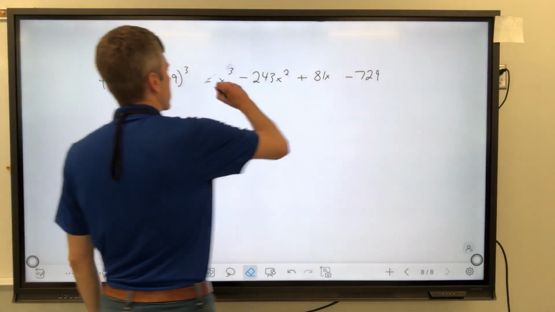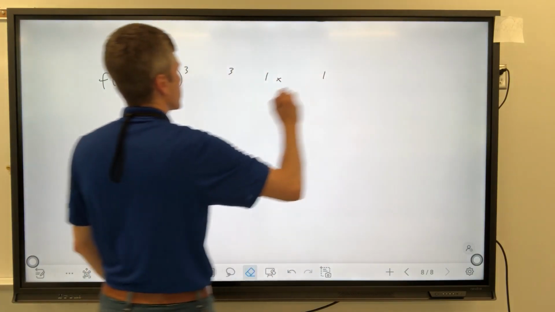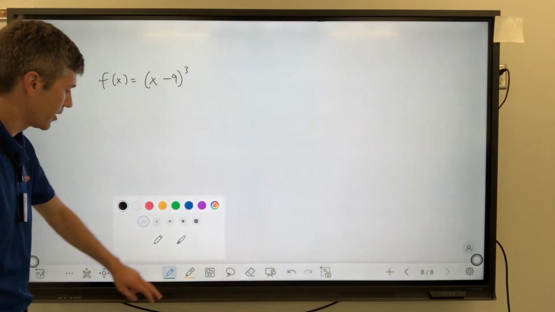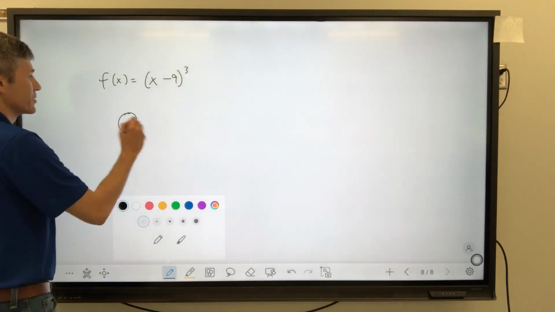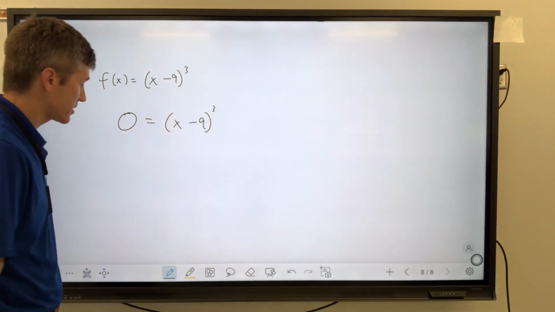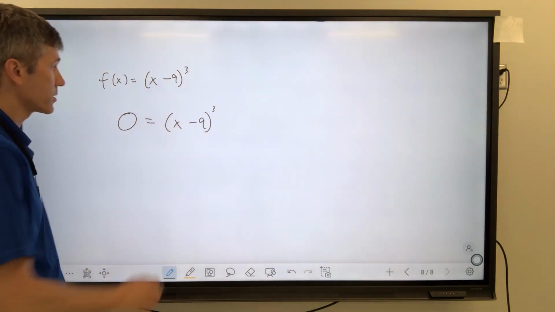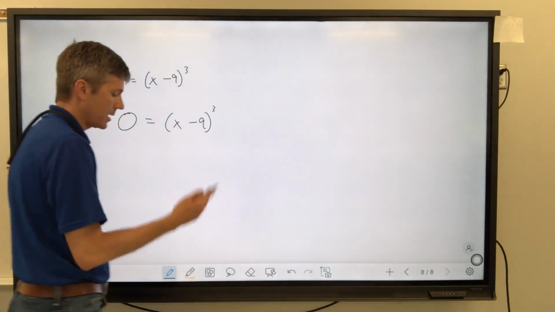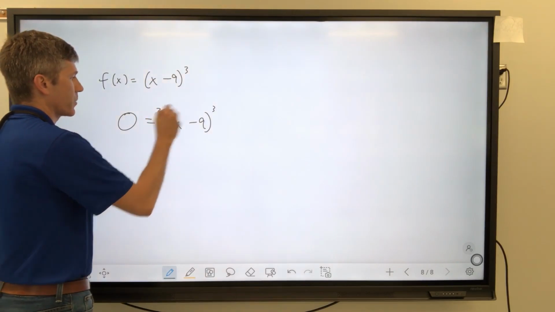So a little bit of erasing, and everything's gone. Now it's gone. All right, we're going to set this equal to 0. So 0 equals x minus 9, cubed. In order to solve this, now what you could do is you could say, well, I'm going to write this 3 times, and I'm going to have x minus 9 times x minus 9 times x minus 9. Yeah, sure, you do that. You have your fun. I'm going to cube root.